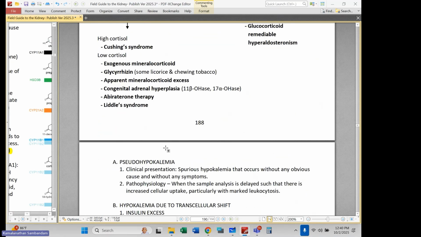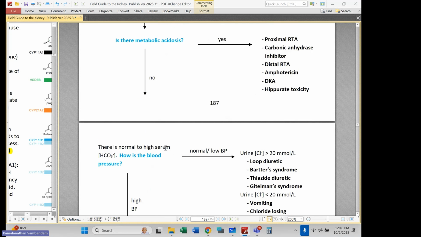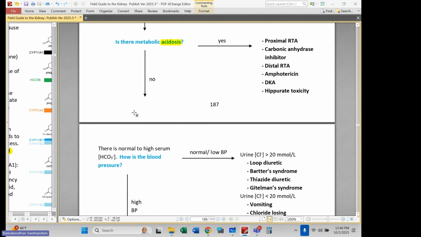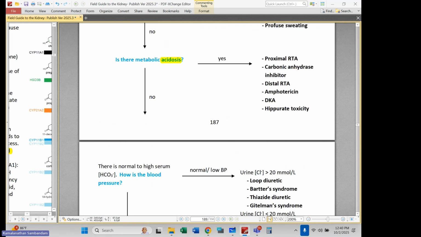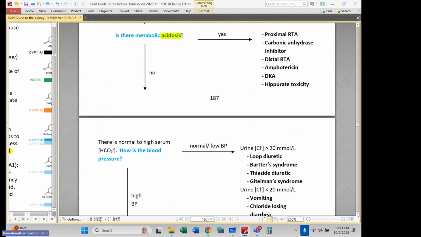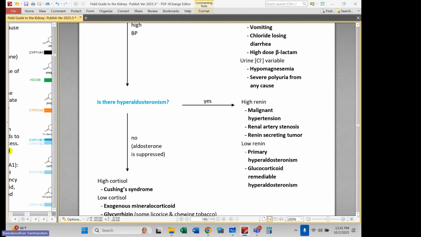All right. Then we'll go through, just to anticipate some of the other twists and turns of the algorithm: what's the acid-base status of the patient? Are they alkalotic or acidotic? What's their blood pressure?